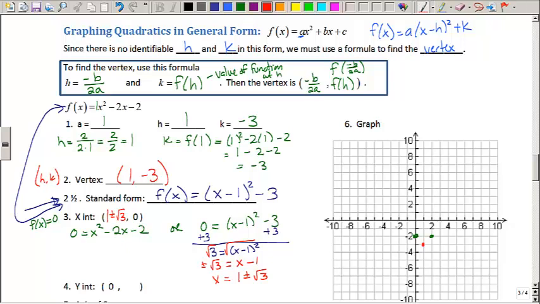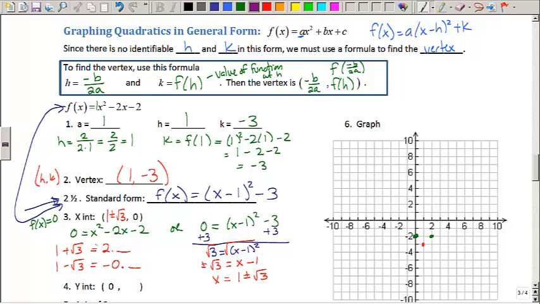Unfortunately, 1 plus or minus the square root of 3 is not really easy to graph, so I'm going to need to actually take out my calculator and evaluate 1 plus the square root of 3, which turns out to be 2 point something. And 1 minus the square root of 3 means negative 0 point something. I don't have my calculator handy, but you can evaluate those to get a little bit more accurate if you want.